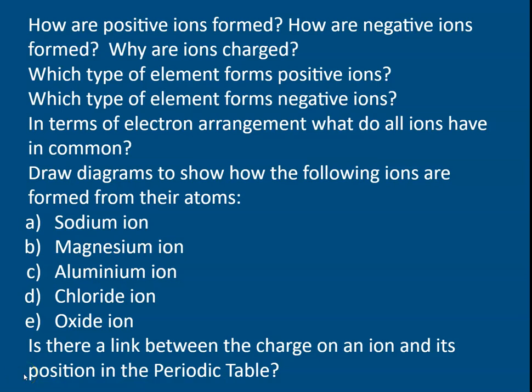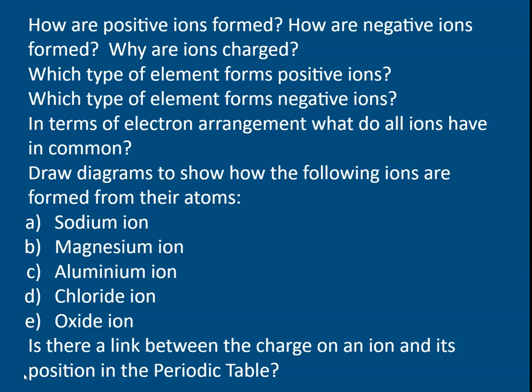Okay, today we're going to look at particles called ions. Ions are charged particles, and they are formed during chemical reactions, in particular the chemical reactions between a metal and a non-metal. They are charged because they're formed by the loss or gain of electrons, and that leads to an imbalance in the number of protons compared with electrons.